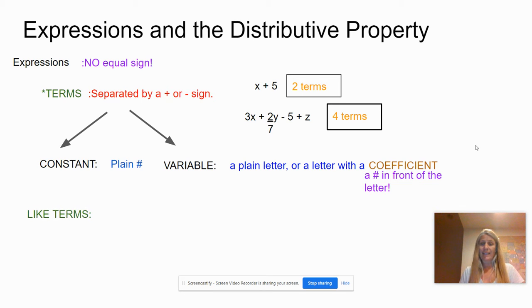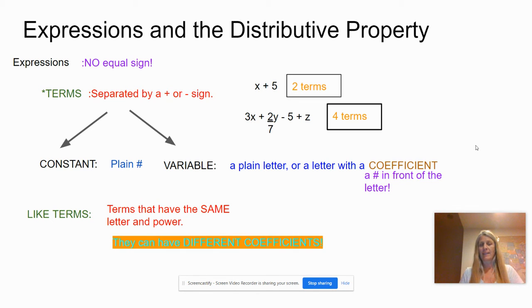Now, when we're talking about like terms, we're talking about items that have the same letter and the same power, which is an exponent, not the same coefficient, but it has to have the same letter and the same power, but the number in front can be different, and we call these like terms.